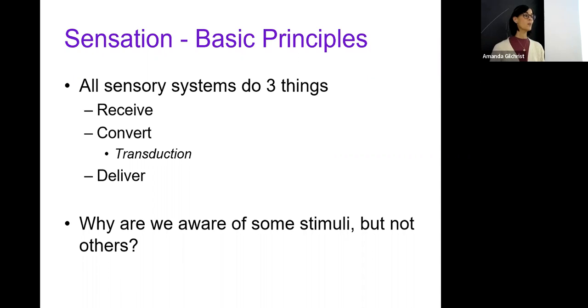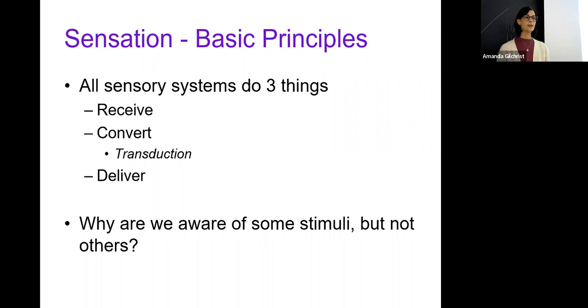So here's my question for you. Why are we aware of some stimuli, but not of others? Did we talk about delivering? Yes, we deliver that information to the specific part of the brain that processes it. So those action potentials are going to go to the part of the brain that starts to process that information. That's when perception starts coming into play. Okay. Thank you.